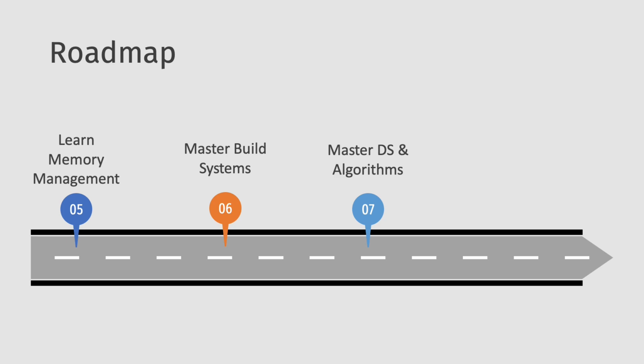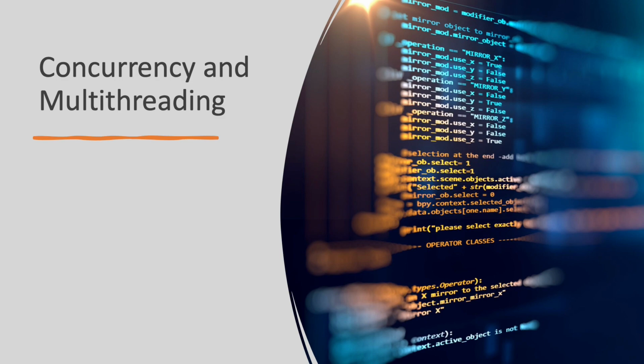Let's transition to the eighth critical step in our journey, concurrency and multithreading in C++. This step delves into the realm of parallelism, enabling your C++ application to execute multiple tasks concurrently. Here is how you can navigate this essential aspect.